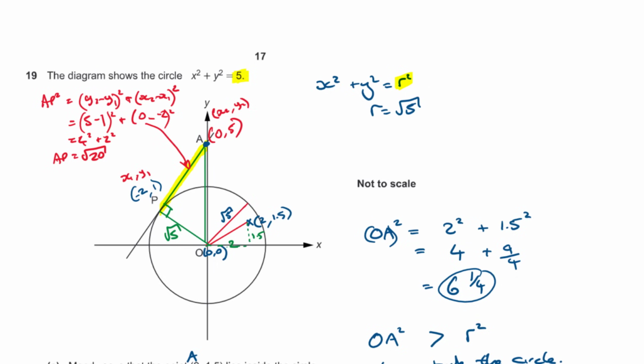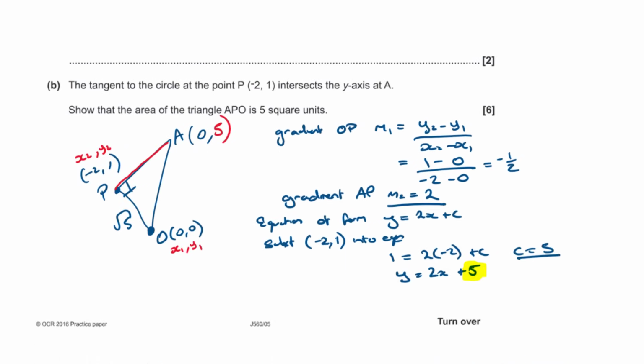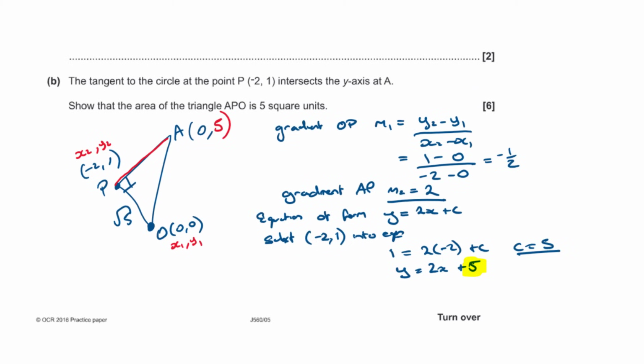So we know both sides. We've got root 20 and root 5. So we should then be able to work out the area of the triangle. So coming back to here, we can squeeze it in here. Area of triangle. So that we said was root 20 and root 5. So area is equal to a half base height, which is a half times root 5 times root 20.